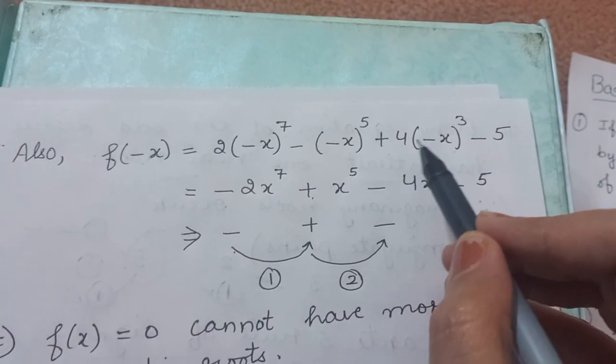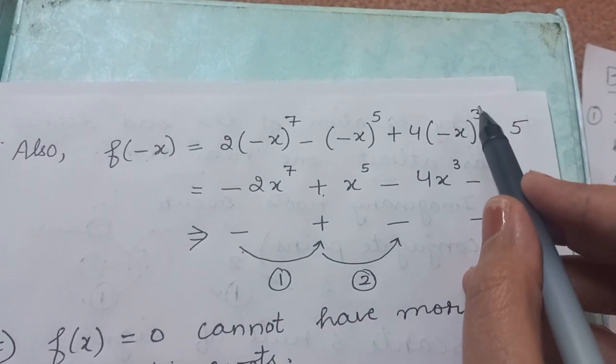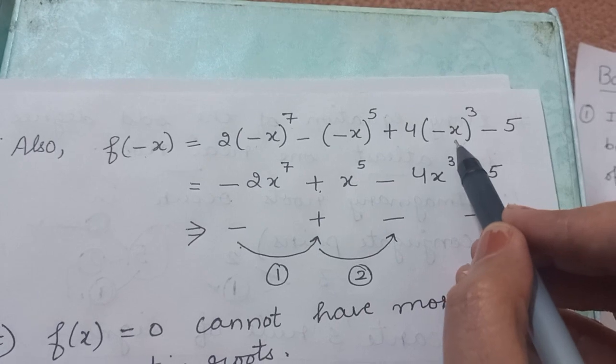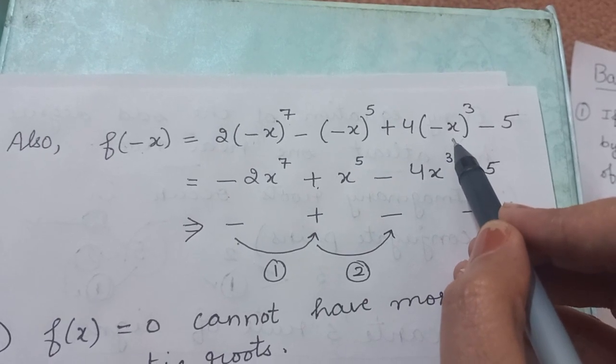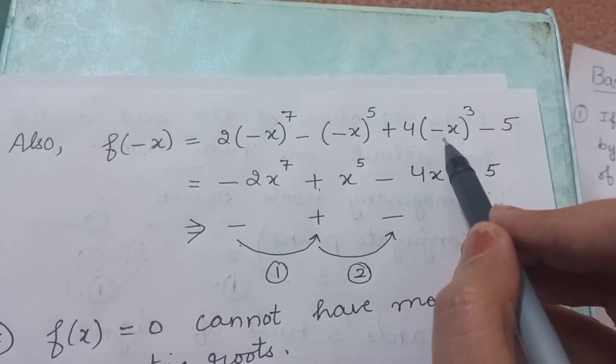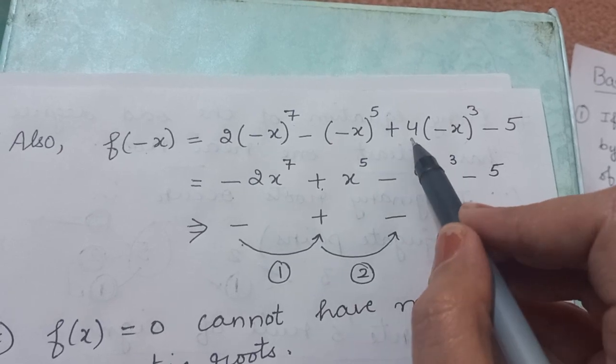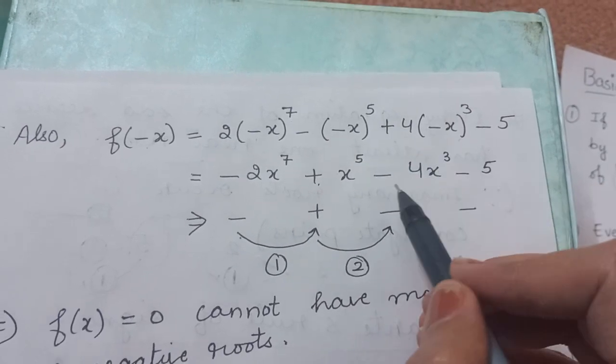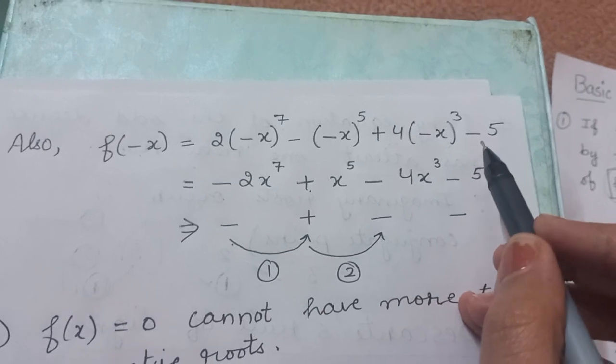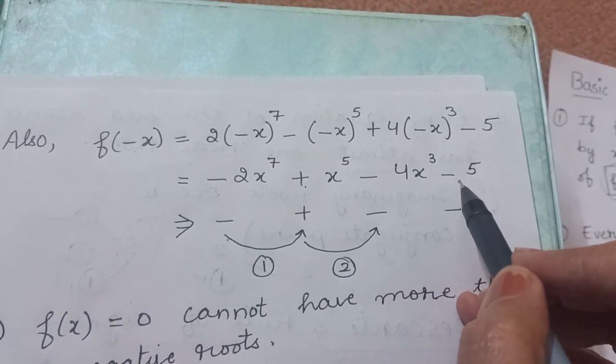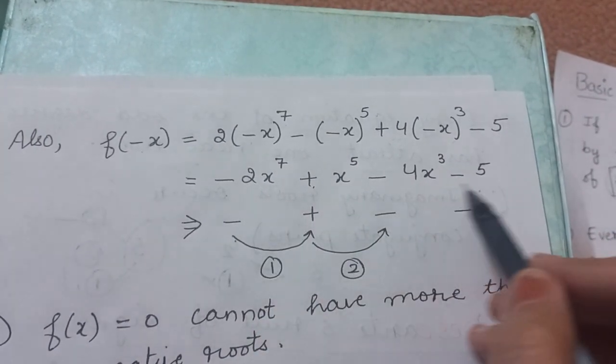Right. Then negative x raised to power 3 will be negative x times negative x times negative x. That will give you minus x cube. So that minus x cube times this plus 4 will give you a minus 4x cube. And this minus 5. Now again we are going to write down the signs of these terms.